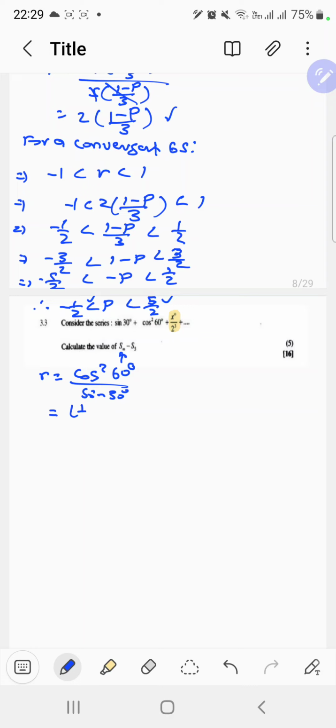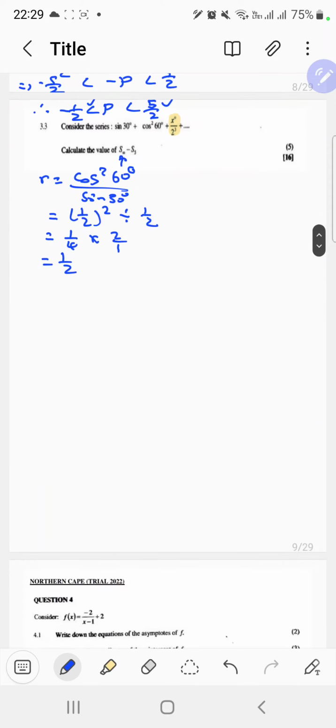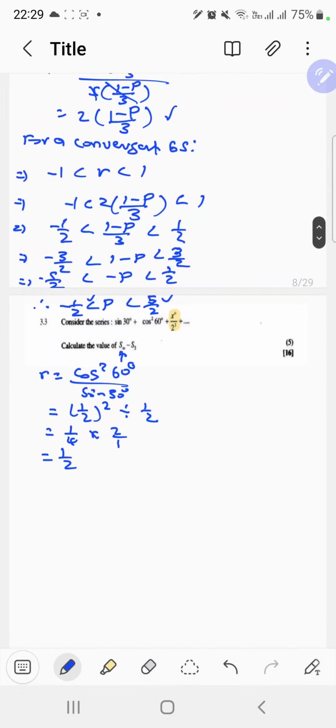We know that this is basically a half squared divided by another half. Okay, so this is the same as 1 over 4 times 2 over 1. And this is basically a half. So R is a half in here. Okay, we have enough space to play. So this implies that sum to infinity minus S5 is going to be something like this.